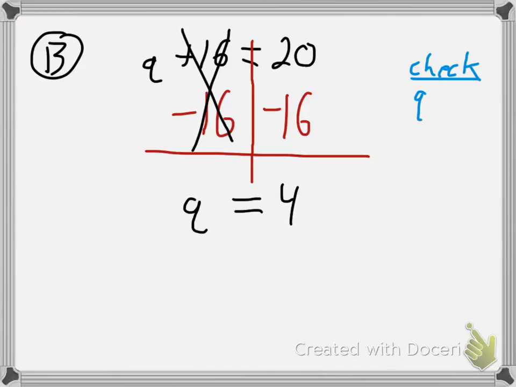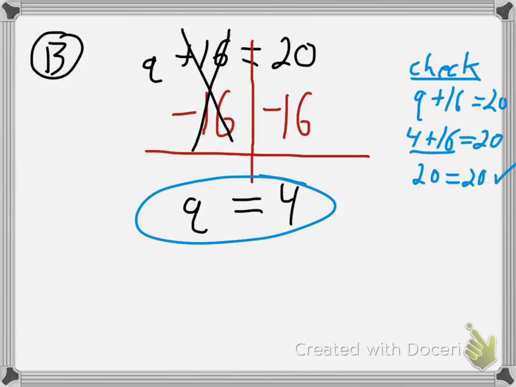Now again, I can go back through and I can check this. I start with my original equation, q plus 16 equals 20. I'm going to substitute in what I think my q is equal to, 4. So 4 plus 16 equals 20. Now does 20 equal 20? Yes. So I know that that's the correct answer.